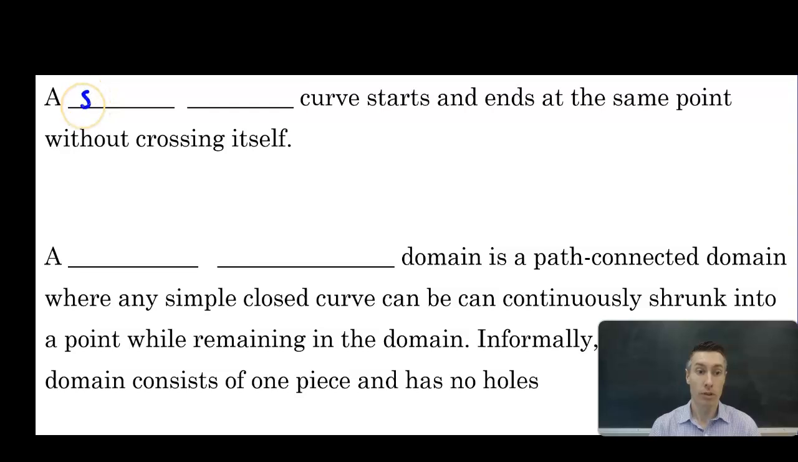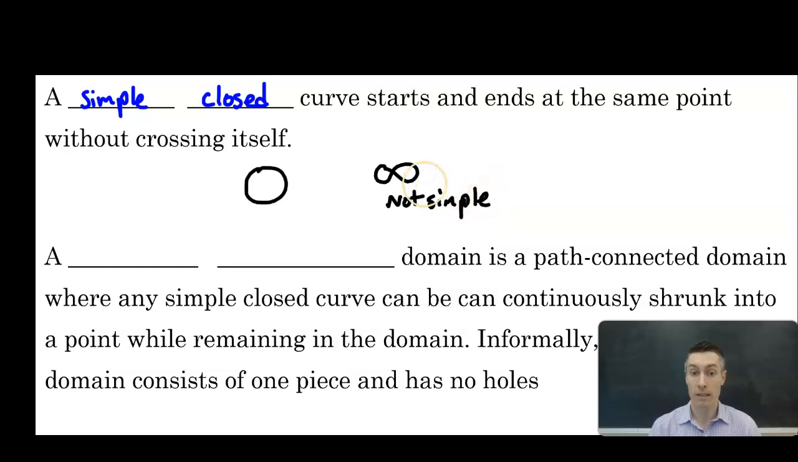So a simple closed curve starts and ends at the same point without crossing itself. So a circle is a great example of a simple closed curve. Let's say something like the infinity symbol. That's not simple. It is closed, but it crosses itself, so not simple. Let's say a line segment. That's not closed. And take something like that. That's neither simple nor closed. It crosses itself, and it doesn't start and end at the same point. So if a definition calls for a simple closed curve, think of a circle or something similar.